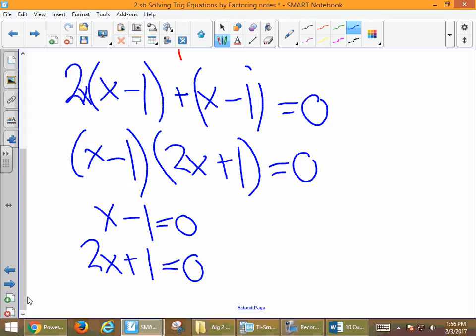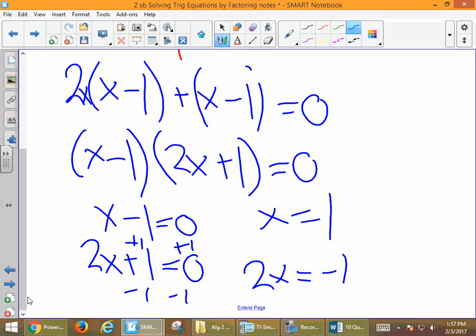But we need to add 1 and add 1. So we get x equals 1, and then we subtract 1, and we get 2x equals 1. 2x equals negative 1, and then we divide by 2. Divide by 2, and we get x equals negative 1 half.